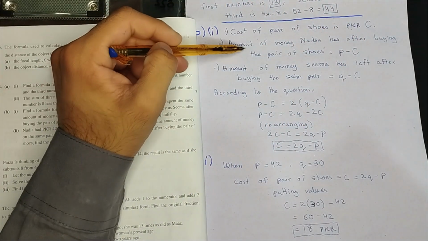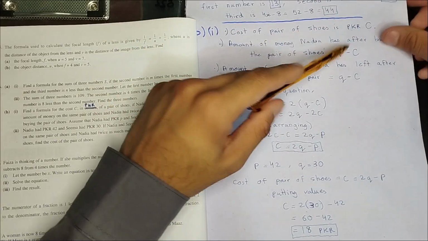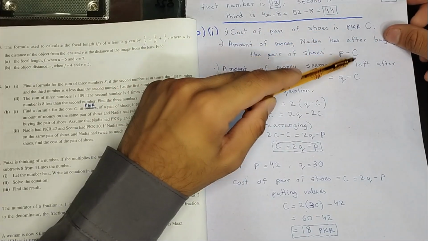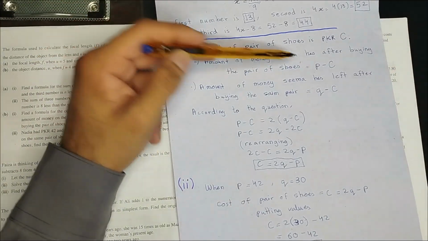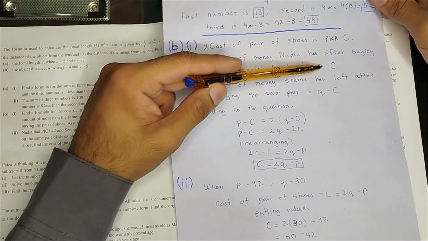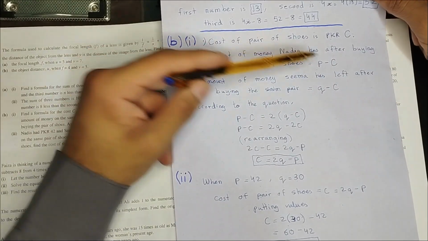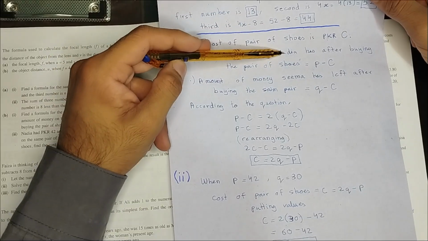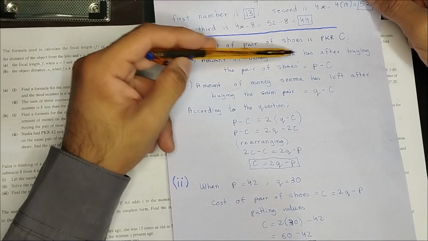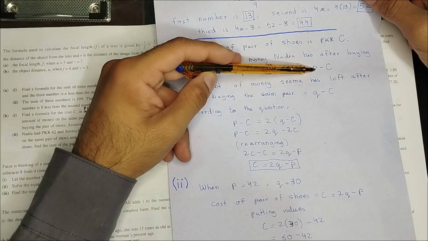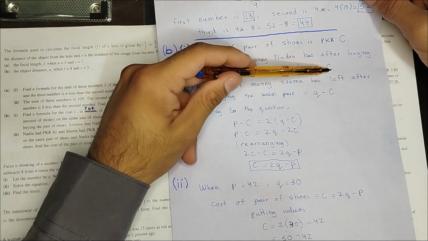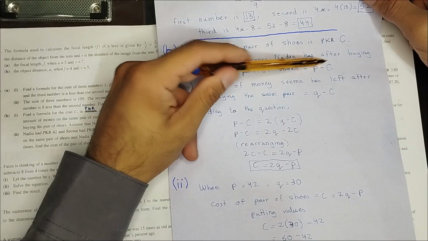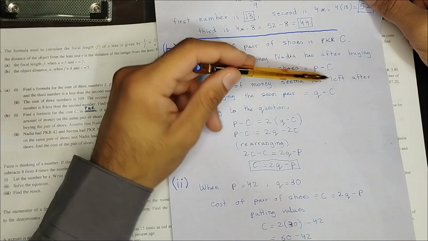Okay, so the amount of money left with them is going to be P minus C and Q minus C. What does it mean? It means that the amount of money that Nadia had after buying this pair of shoes is P minus C. Why P minus C? Because P is the amount of money that Nadia had initially. After buying the pair of shoes, she is left with P minus C, meaning this much money was cut from her purse.